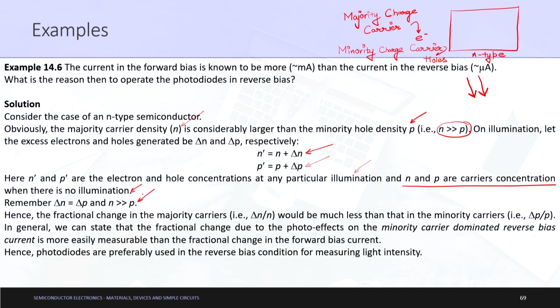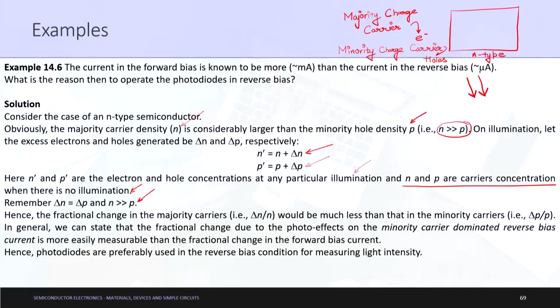As I was saying also, whenever an optical signal is being added upon, we knew that an electron hole pair is being generated. So, if a pair is being generated, it is quite evident that for each and every electron being generated, there is a hole being generated. If there are 5 electrons being generated, then it can be said that there are 5 holes being generated. Thus delta n is equal to delta p, but we know that n is very much greater than p. Hence, the fractional change in the majority carriers, that is delta n by n, would be very much less than in the minority carriers, that is delta p by p.